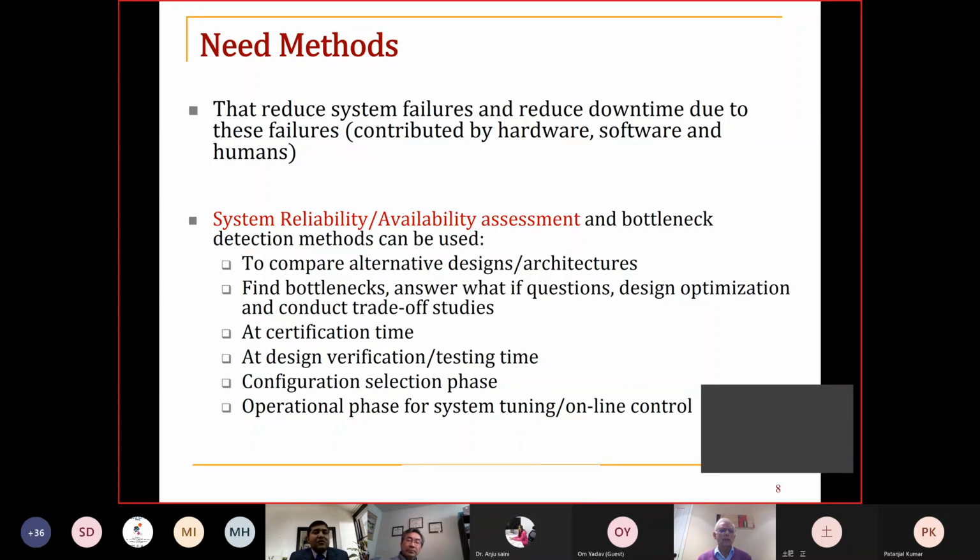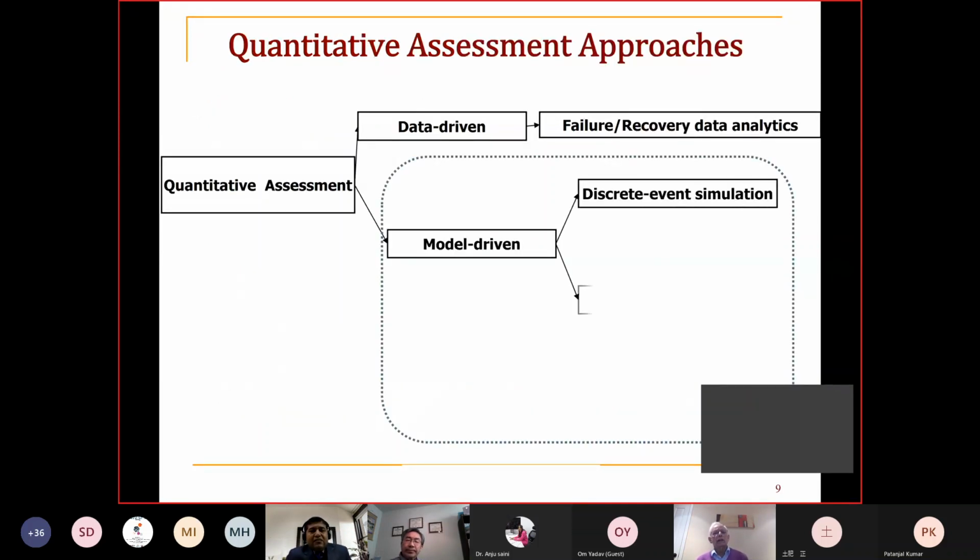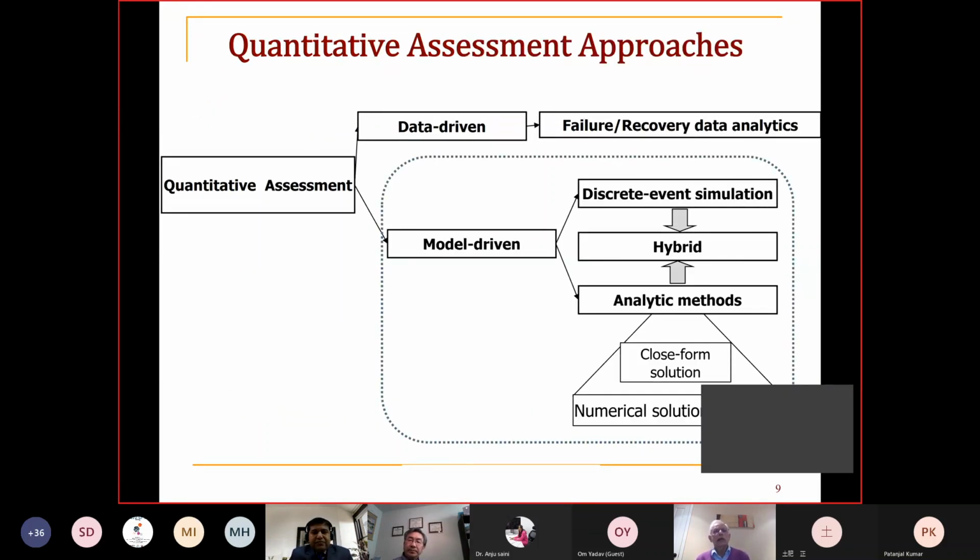So this lecture is about these methods, rather methods of doing system reliability and availability assessment, not about the methods of reducing system failures and downtime. So what are the different methods in a very broad sense for quantitative assessment of reliability or availability?